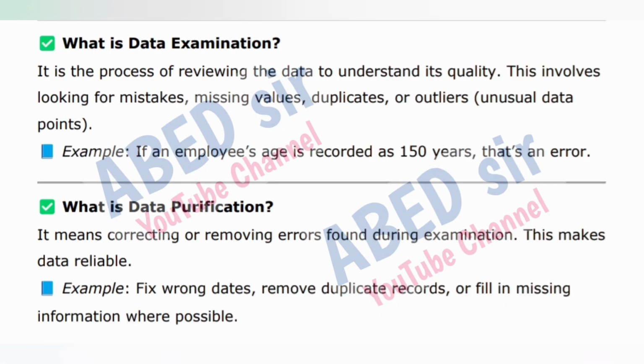What is data examination? It is the process of reviewing the data to understand its quality. This involves looking for mistakes, missing values, duplicates, or outliers, unusual data points. Example, if an employee's age is recorded as 150 years, that's an error. What is data purification? It means correcting or removing errors found during examination. This makes data reliable. Example, fix wrong dates, remove duplicate records, or fill in missing information where possible.